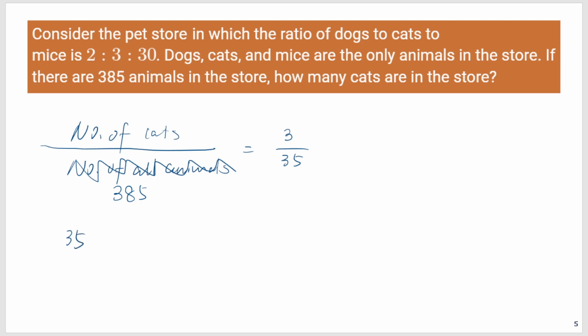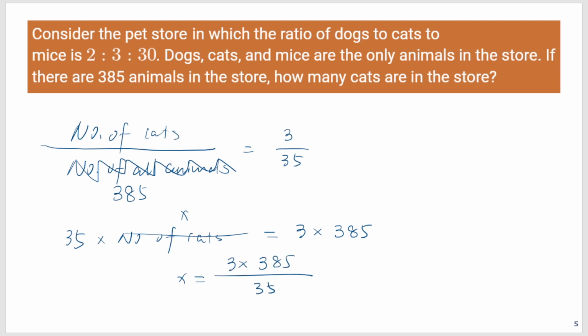That means 35 times the number of cats. Well, of course you could use letter X to denote that, which is 3 by 385, right? Therefore x equals 3 by 385 over 35, and that's 3 by 11, which is 33. Therefore, there are 33 cats, right?